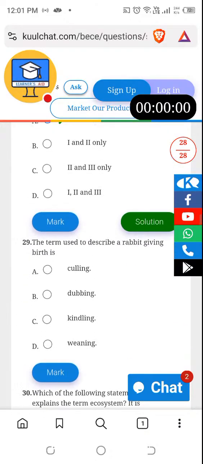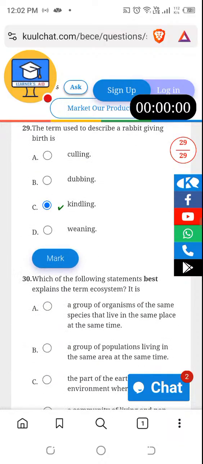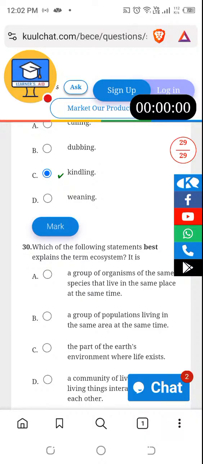Good. The term used to describe a rabbit giving birth. The term that describes a rabbit giving birth is... Weaning is giving it solid food. Yeah, so weaning cannot be the case. So kindling. Good. Which of the following statements best explains the term ecosystem?